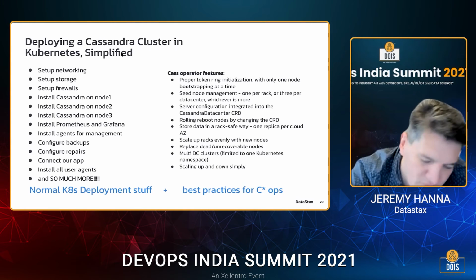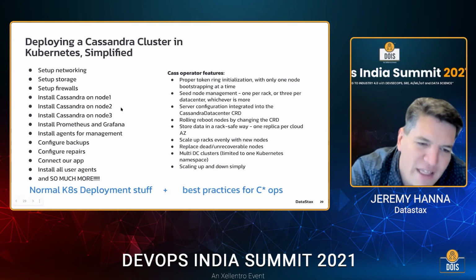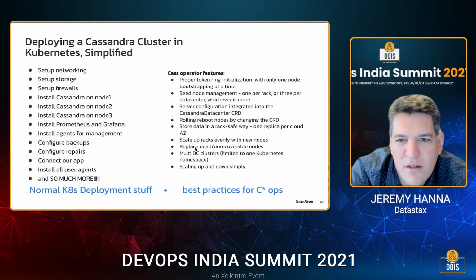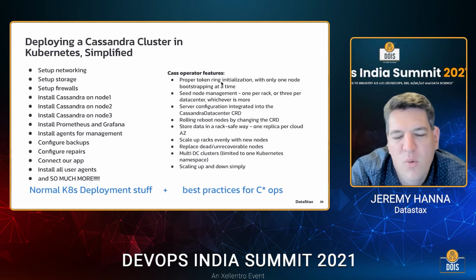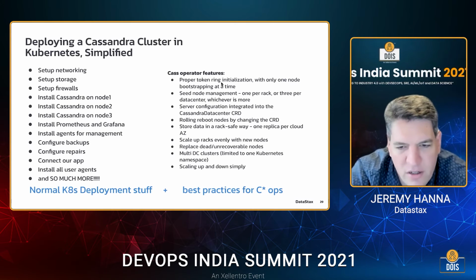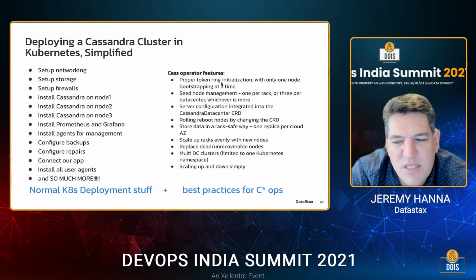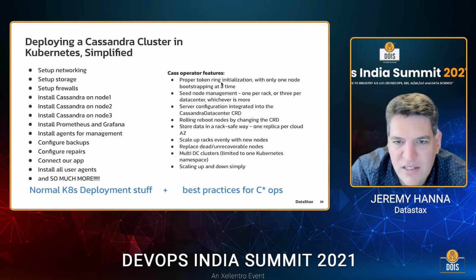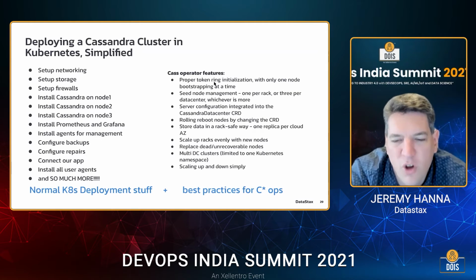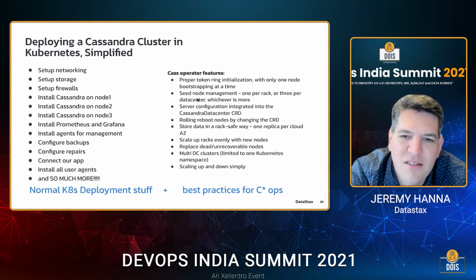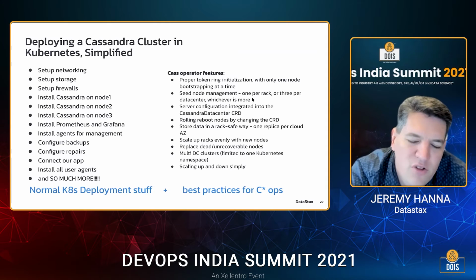So, let me back up. This is what you would normally have to do yourself within a Kubernetes environment. And this is what the Cass operator within Cassandra does for you. And like any operator that has a specific domain that it covers, it manages and does the best practices for you. It does the proper token ring initialization, one node bootstrapping at a time. It does the seed node management, one per rack, three per data center, whichever is more.